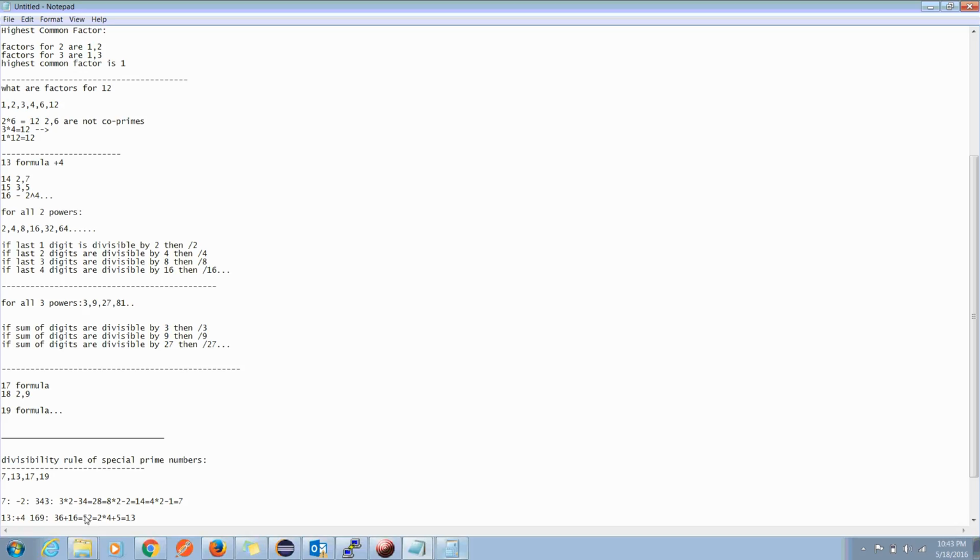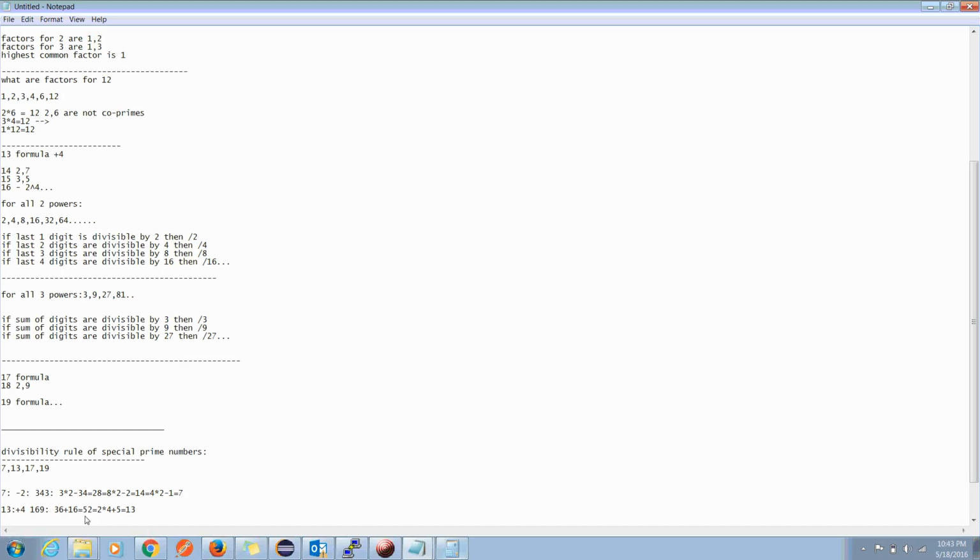So 169 is actually divisible by 13. Actually 169 is 13 into 13, 13 square. So you have to remember plus 4 for the divisibility rule of 13.